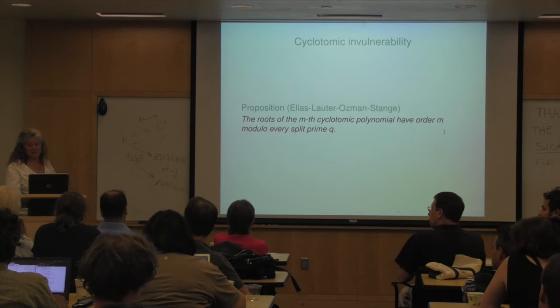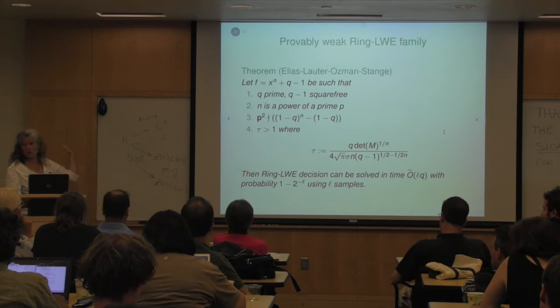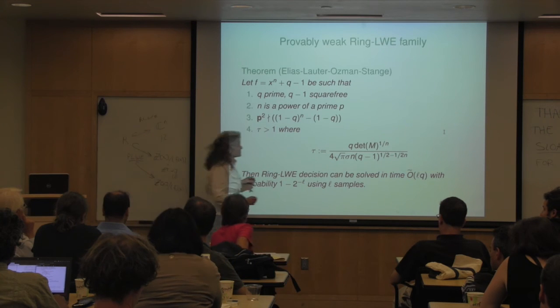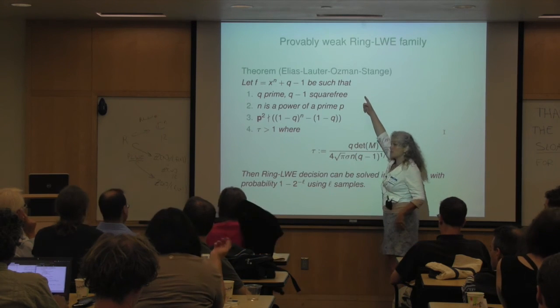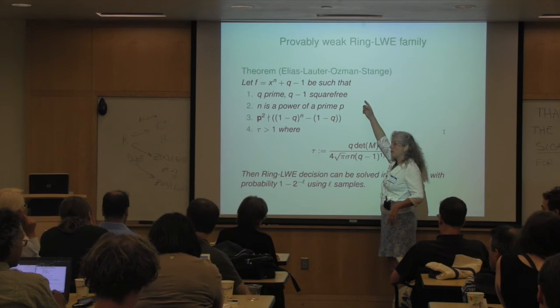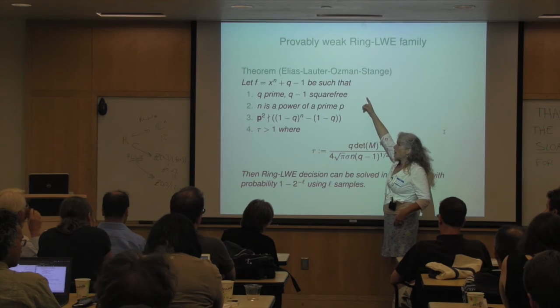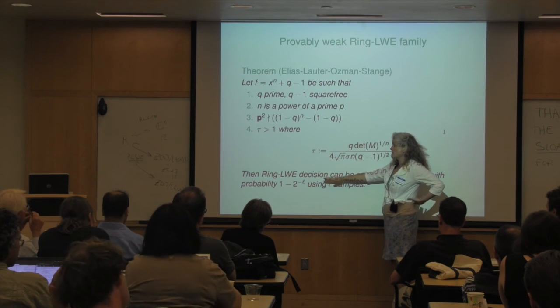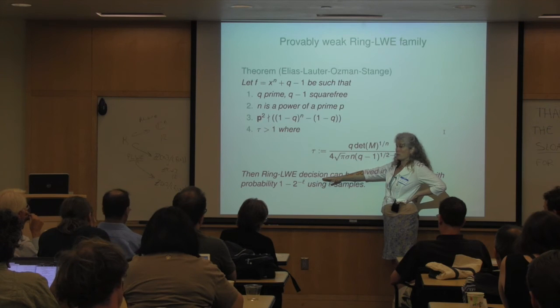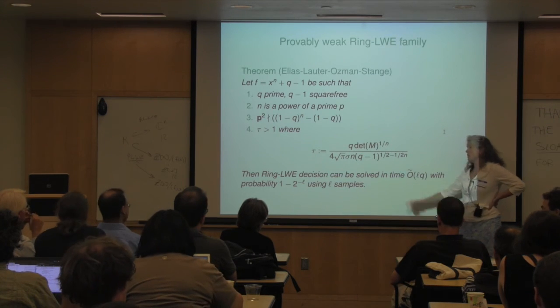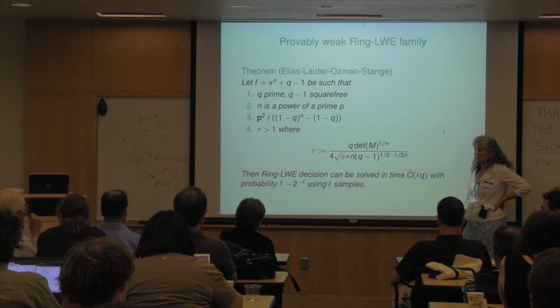Yeah, going back to the attack. What's the bottom line? So you can attack the decision version, but not the search version. Right? Yes. For this family, or just in general? For this family. So for this family, this is an explicit family of number fields where the decision version of ring LWE is weak. Weak meaning we can solve it in this amount of time with this number of samples.